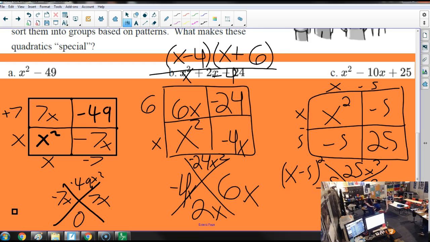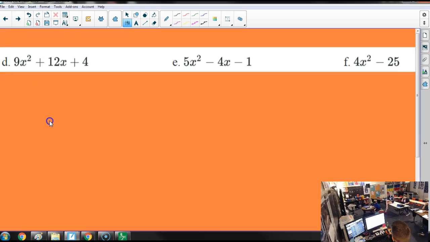Do we remember what this is called? A perfect square trinomial. All right, so let's try this again. See if we can speed up a little bit.